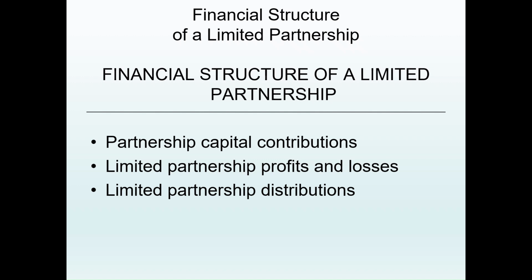The financial structure of a limited partnership is as follows. Limited partners must make a contribution to the limited partnership, and that contribution is placed at risk. The profits and losses of the limited partnership are shared as provided in the limited partnership certificate or limited partnership agreement. So if the formula for allocating profits and losses isn't specified in the limited partnership certificate or agreement, the profits and losses are allocated on the basis of the value of contributions made by the partners to the extent they have not been returned to the limited partnership.